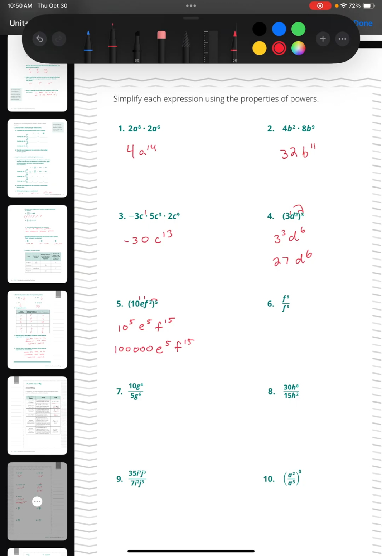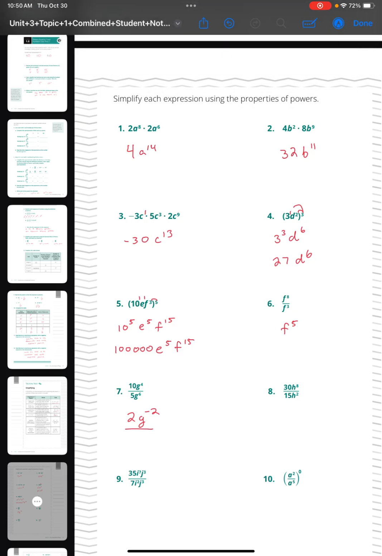Problem 6 now is using our subtraction rule, or quotient rule, where we subtract our exponents. Same base again, f. So 8 minus 3, and we get f to the 5th. For 7, our coefficients are 10 and 5, so we can divide there. 10 divided by 5 is 2. And then if we subtract our exponents, 4 minus 6, we get -2. So now we have a negative exponent.